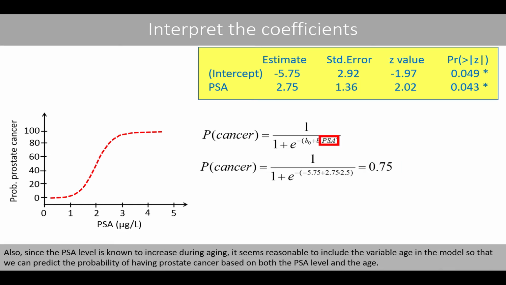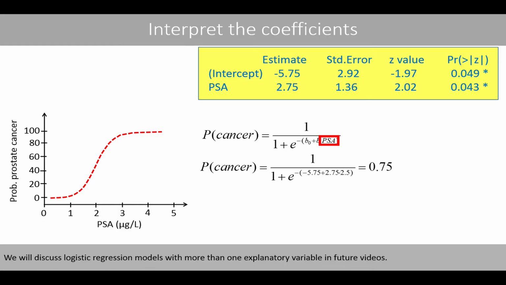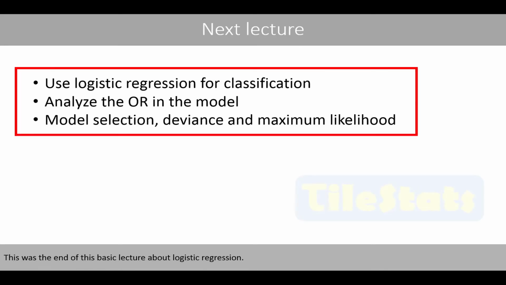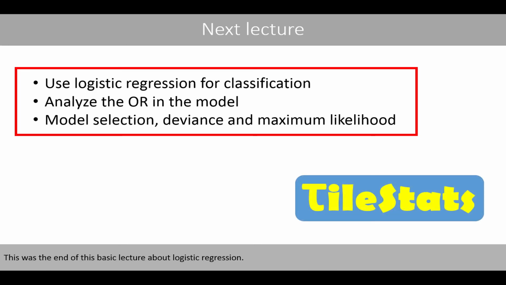Also, since the PSA level is known to increase during aging, it seems reasonable to include the variable age in the model so that we can predict the probability of having prostate cancer based on both the PSA level and the age. We will discuss logistic regression models with more than one explanatory variable in future videos. This was the end of this basic lecture about logistic regression.